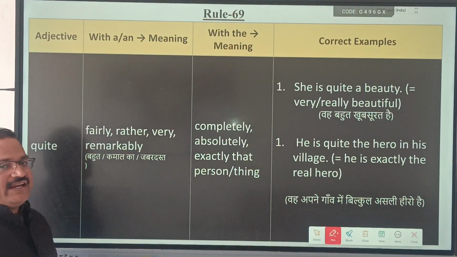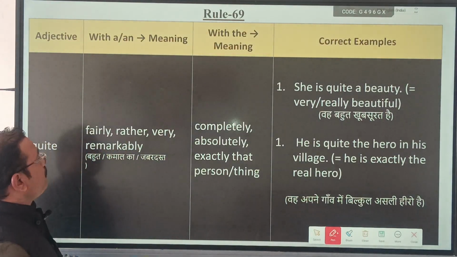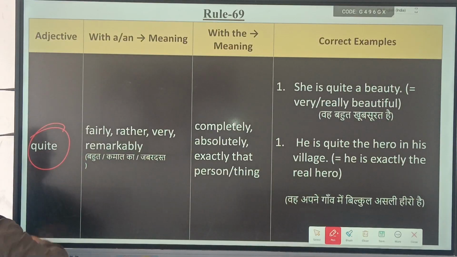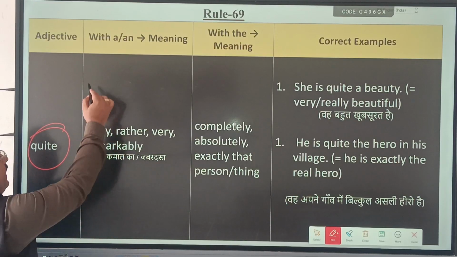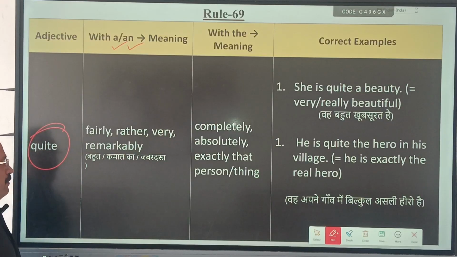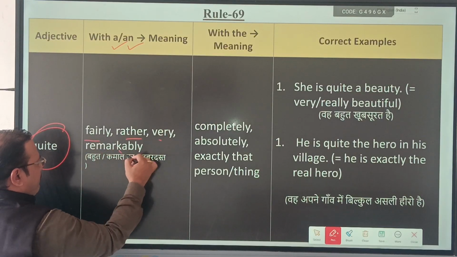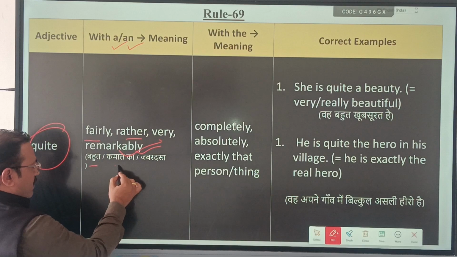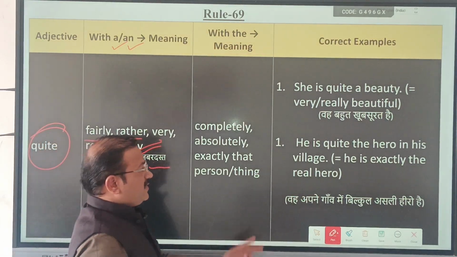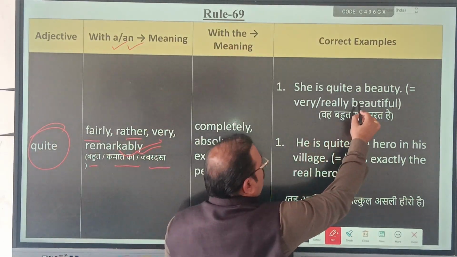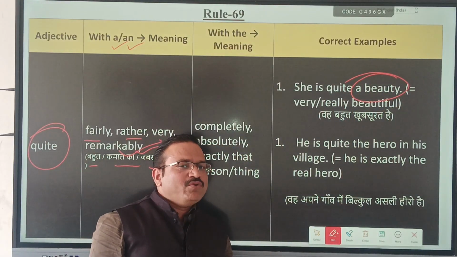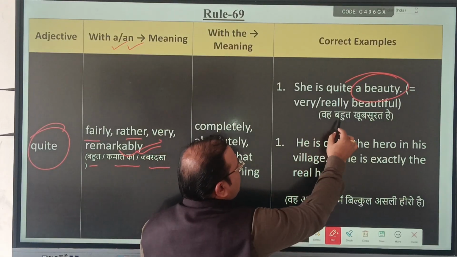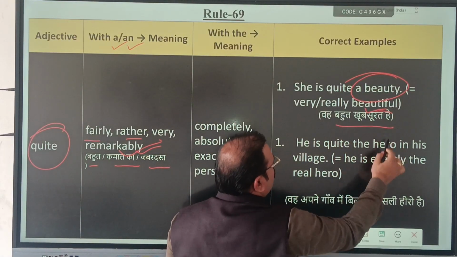Now rule number 69 again is very, very important rule. Quite, when we use a and an with quite, it means fairly, rather, very, remarkably, बहुत कमाल का जबरदस्त. See these two sentences. She is quite a beauty. When we say she is quite a beauty, it means that really she is very beautiful. बहुत खूबसूरत है.